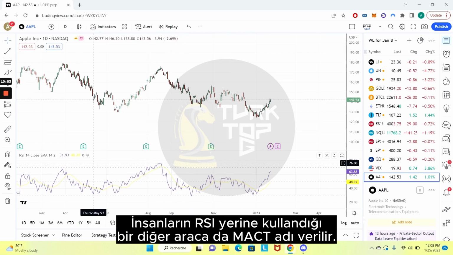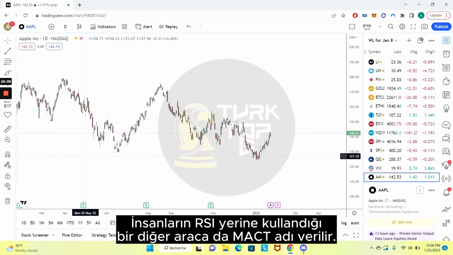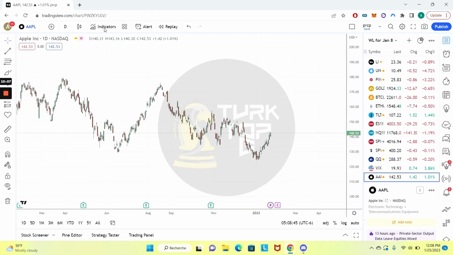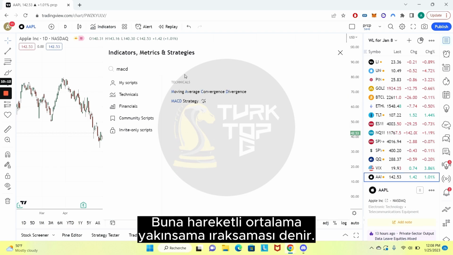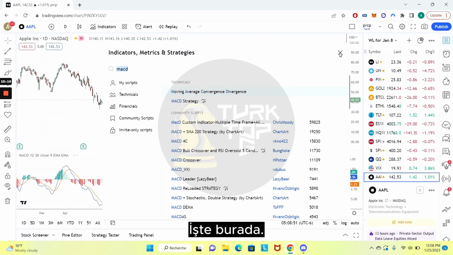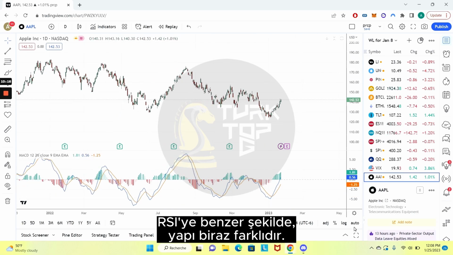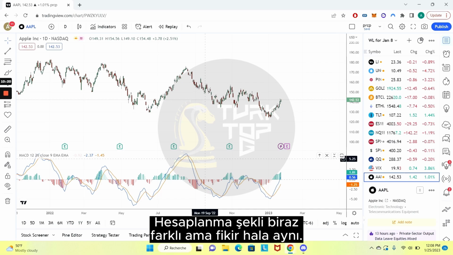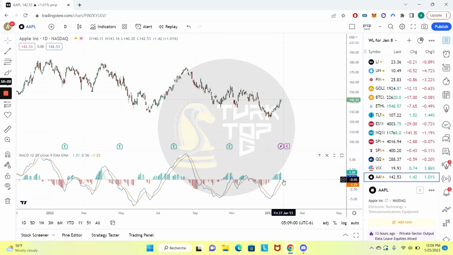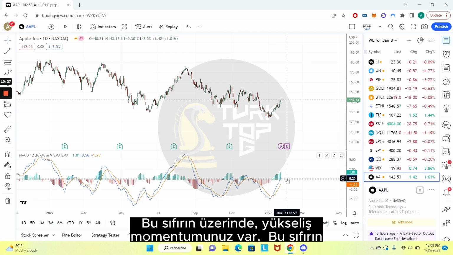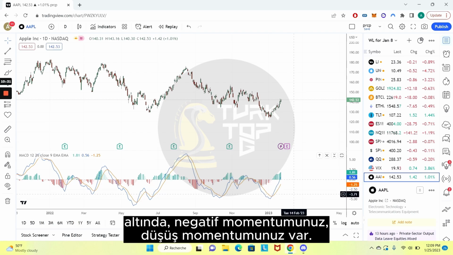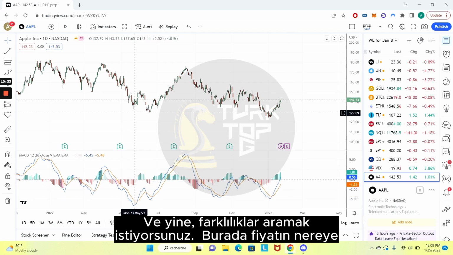Another tool that people use instead of RSI is called MACD. It's called moving average convergence divergence. There it is. Similar to RSI, the structure is a bit different, the way it's calculated is a bit different, but the idea is still the same. That 50 line in RSI is similar to your 0 line here. Above this 0 you have bullish momentum, below this 0 you have negative, bearish momentum. And again, you want to look for divergences.